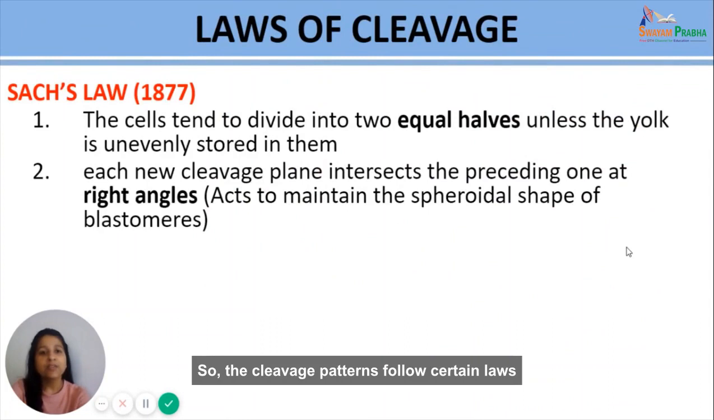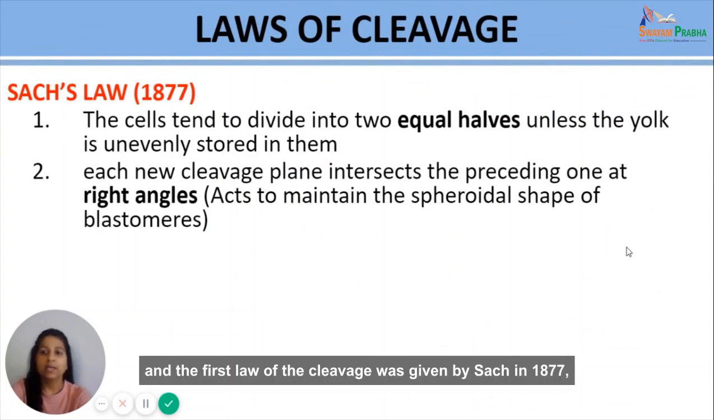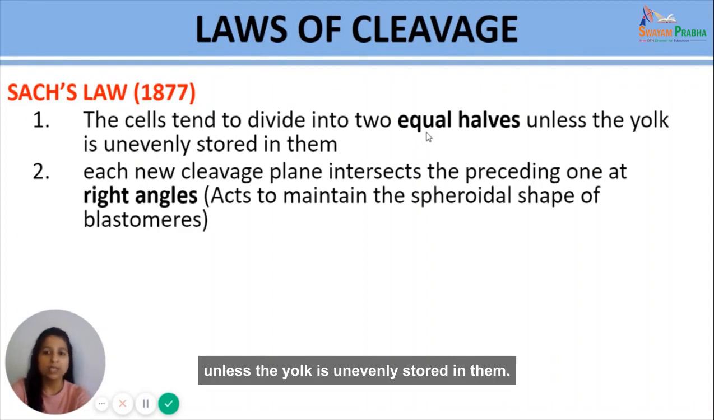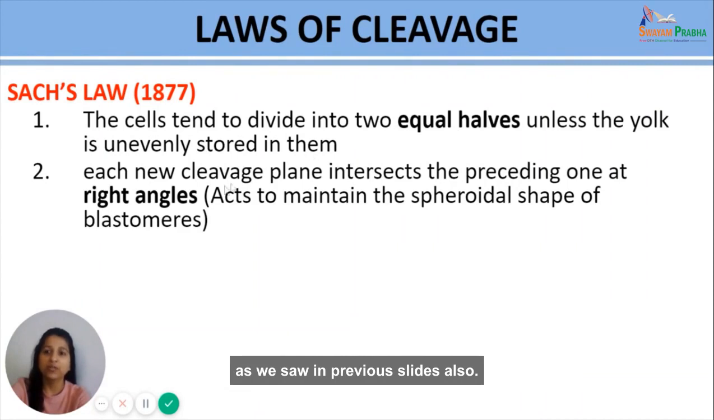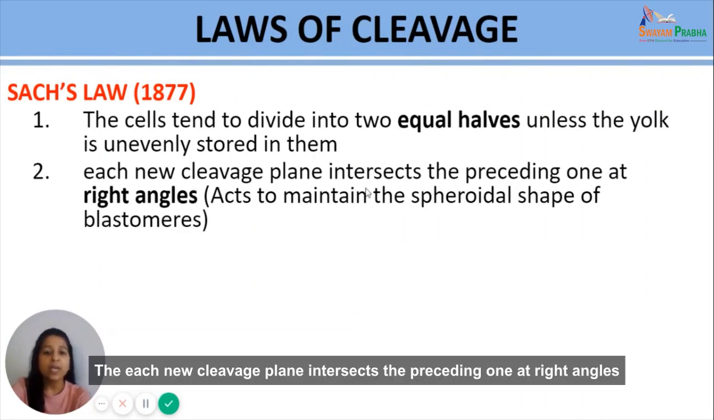So the cleavage patterns follow certain laws. The first law of cleavage was given by Sachs in 1877, which states that the cells tend to divide into two equal halves unless the yolk is unevenly stored in them. Of course, yolk impedes the process of cleavage, because of which the two equal halves cannot be maintained, and it leads to formation of unequal blastomeres, as we saw in the previous slides also. Each new cleavage plane intersects the preceding one at right angles, and this happens to maintain the spheroidal nature of the blastomeres.